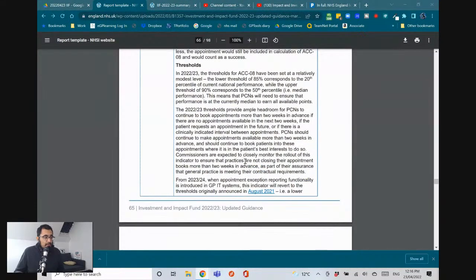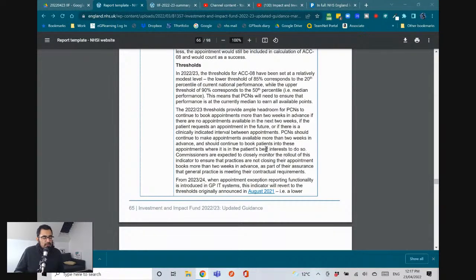Thresholds for ACC08 have been set at a relatively modest level. The lower threshold, 85%, corresponds to the 20th percentile of current national performance, while the upper threshold, 90%, corresponds to the 50th percentile, median performance. There may be ample room for PCNs to continue to book appointments more than 2 weeks in advance where there's no exception. If the patient requests an appointment in the future, or there is a clinically indicated interval between appointments, practices should continue to book patients into appointments more than 2 weeks in advance.